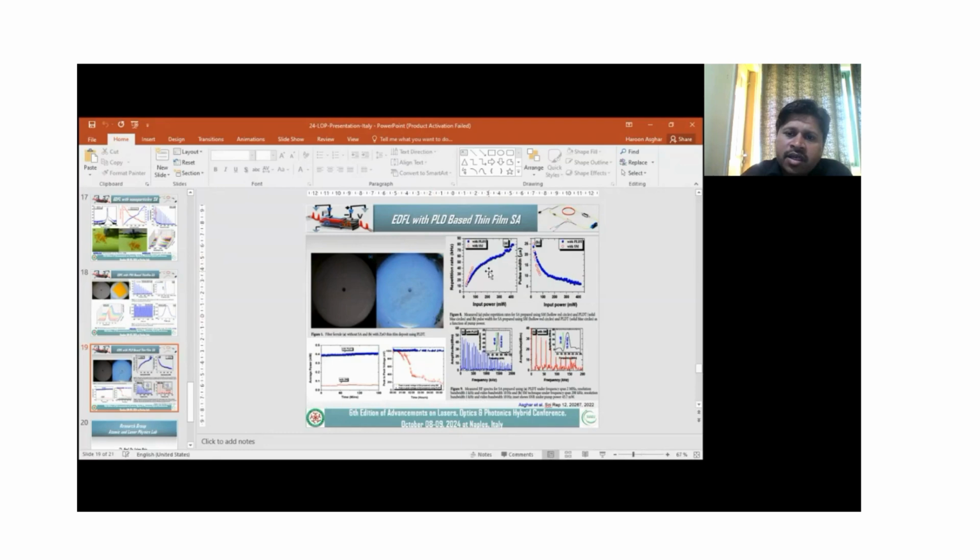So these results indicate stability with the passage of time. Here, you can see in red dots the stability of the lasers in which conventional thin films were used, which is degrading with the passage of time. However, for the saturable absorber prepared using PLD, the results were stable. So on the basis of these results, we claim the stability of our lasers.